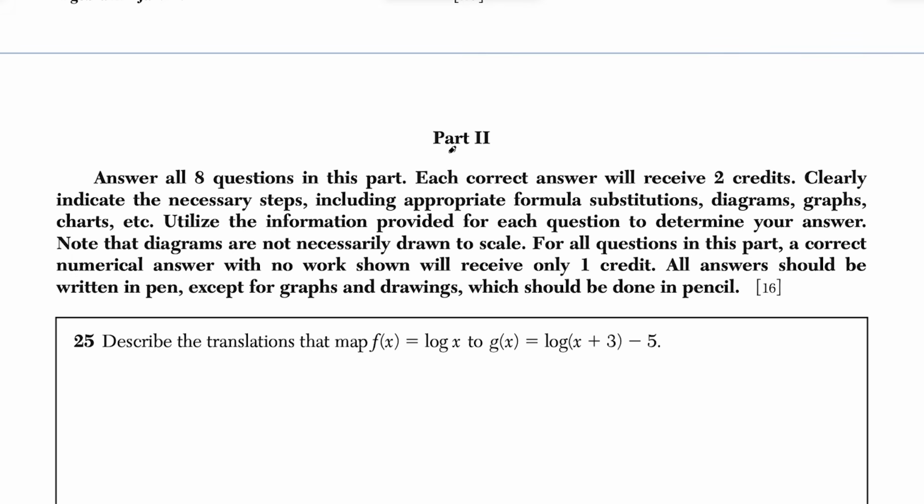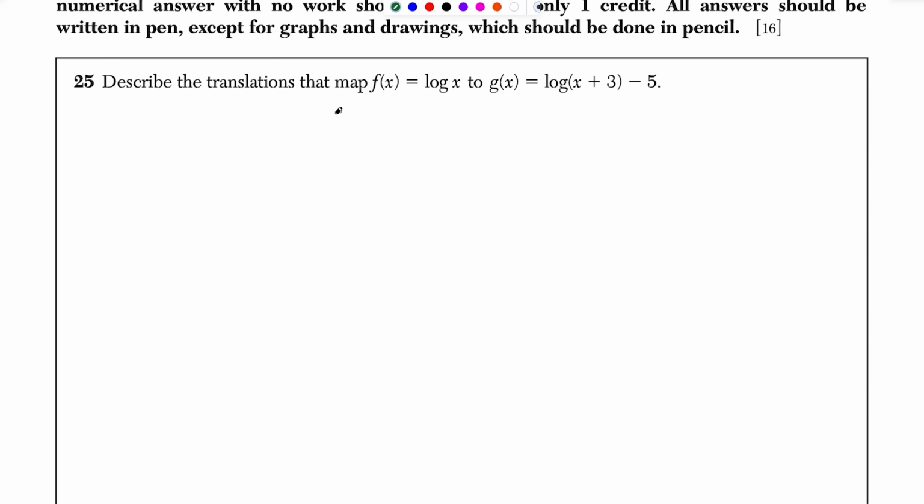So now we're moving on to part 2. There's 8 questions here, and each one is worth 2 credits. Question 25, describe the translations that map f of x equals log x to g of x equals log of x plus 3, minus 5.